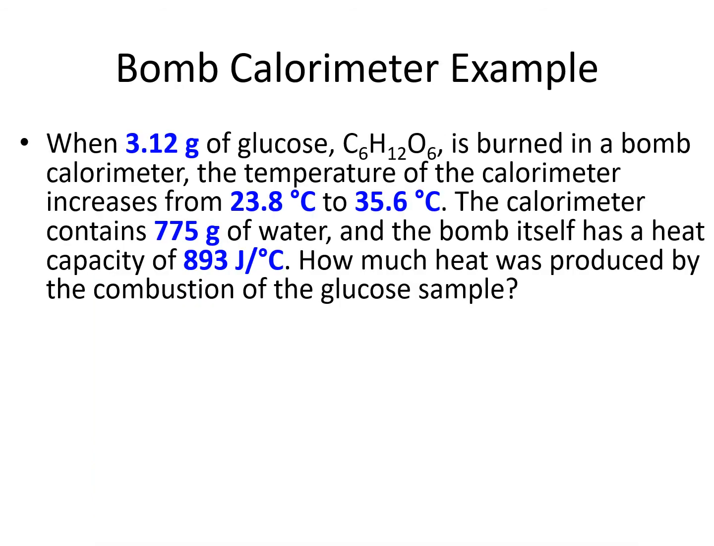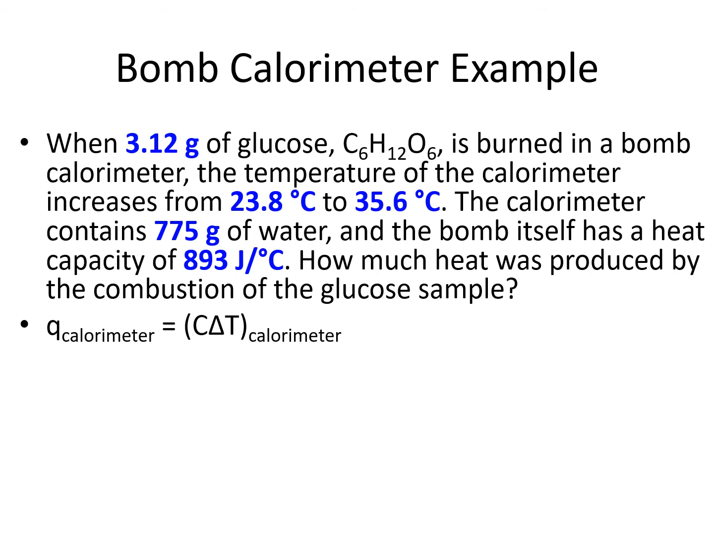So in this example, we have 3.12 grams of glucose being burned in a bomb calorimeter. The temperature of the calorimeter increases from 23.8 degrees Celsius to 35.6 degrees Celsius. The calorimeter contains 775 grams of water, and the bomb itself, that is the calorimeter, has a heat capacity of 893 joules per degree Celsius.